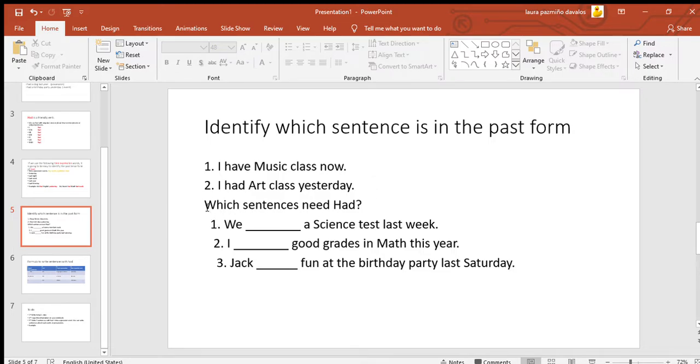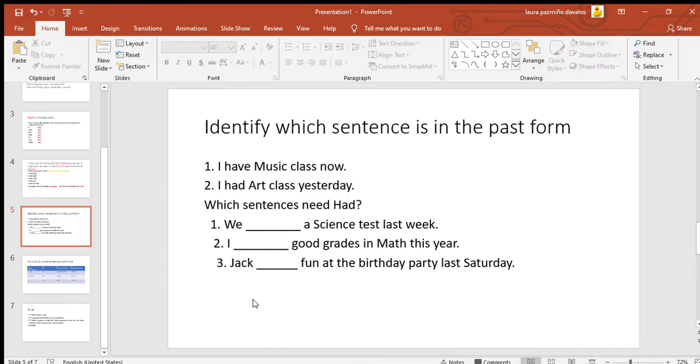Right now, it's going to be more challenging. We're going to see which sentence needs had. Let's check these three sentences. Look at each word in each sentence and find out which sentences need the word had. Are you ready? Okay, right. If you picked sentence 1 and 3, you're correct.